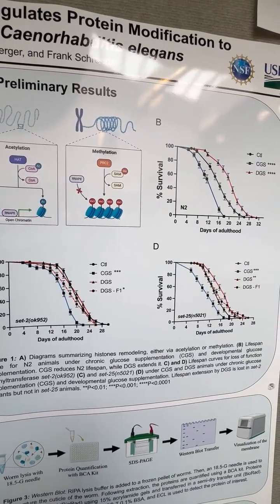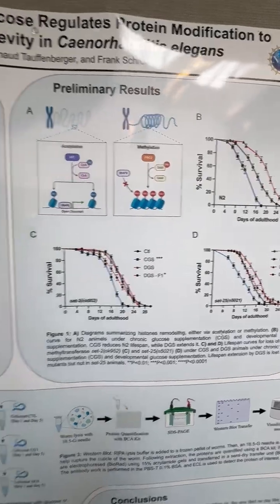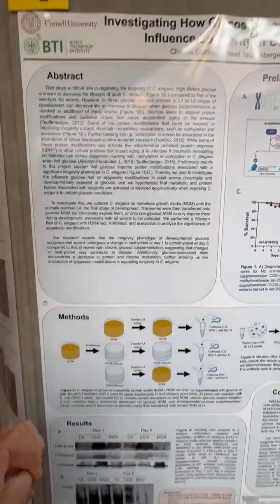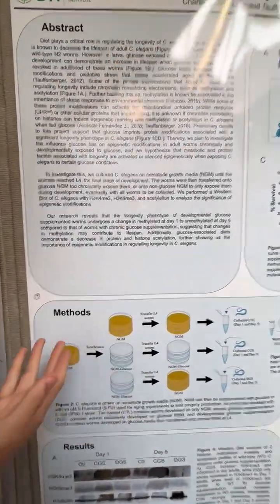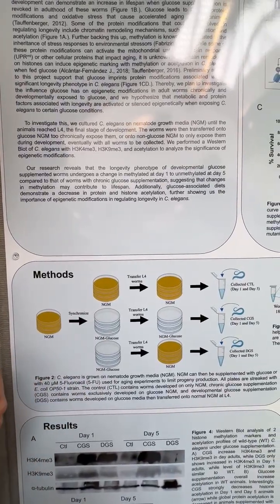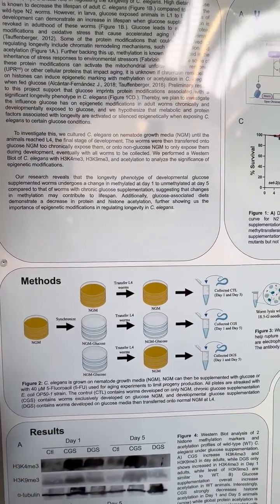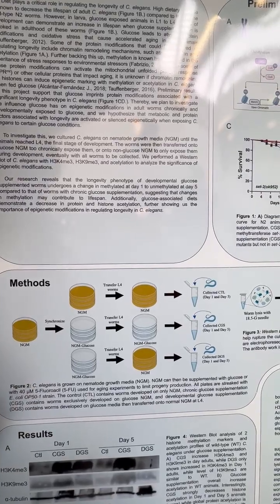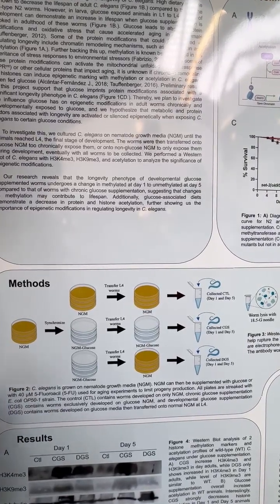And basically how I did this in my methods, I was able to culture C. elegans on 3 different sets of plates. One set of plates didn't have any glucose on it, so the worms just grew. I grew the entire experiment without glucose, and this was considered the control. But the other 2 contained glucose, and we cultured C. elegans in their larval stage until adulthood.